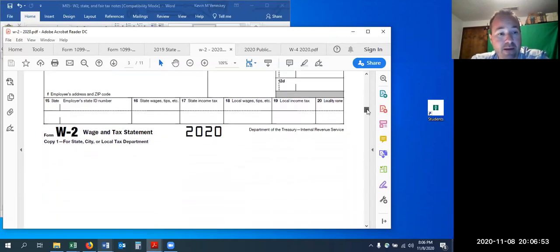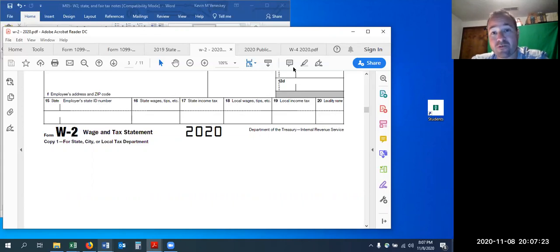And then at the bottom, lines 15 through 20. The main ones you're going to look at here are lines 16 through 19. For Indiana, boxes 16 and 18 are pretty much going to equal whatever box 1 is. They base on your federal wages. And then boxes 17 and 19 are the amount of taxes you actually paid into the state and local.